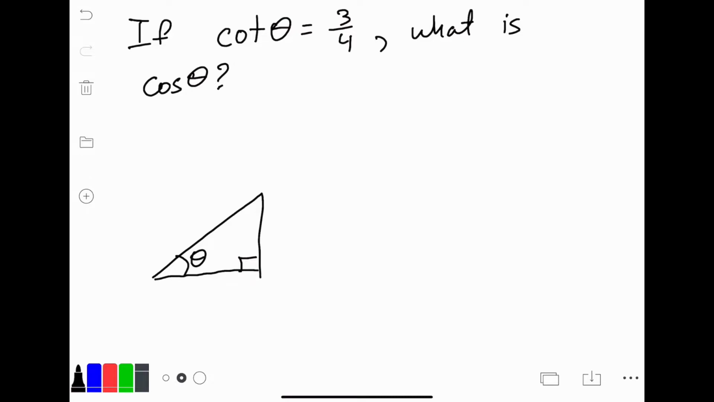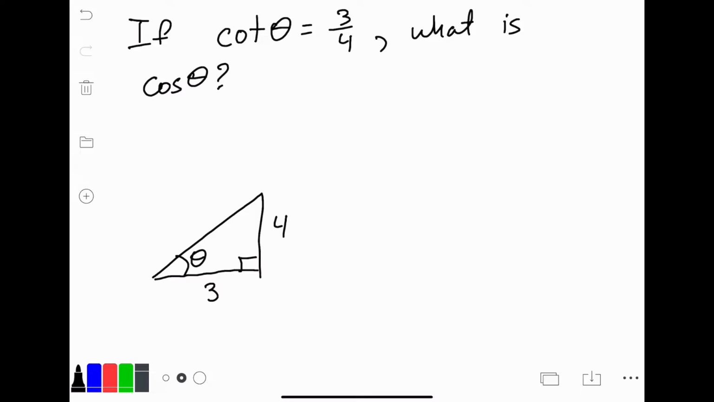If they're telling us that cotangent of this angle is 3/4, what they're telling us is that the adjacent side is 3 and the opposite side is 4. Because if you remember, cotangent is the reciprocal of tangent. So that means it would be adjacent over opposite.